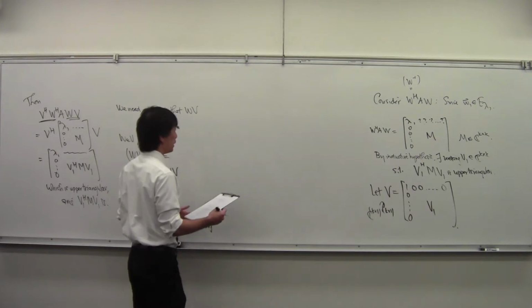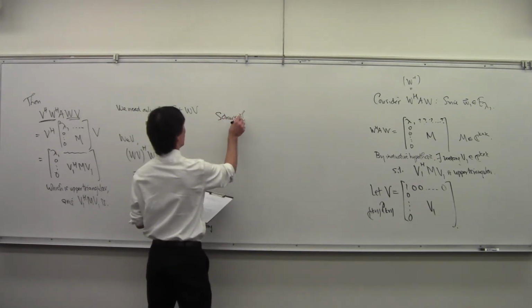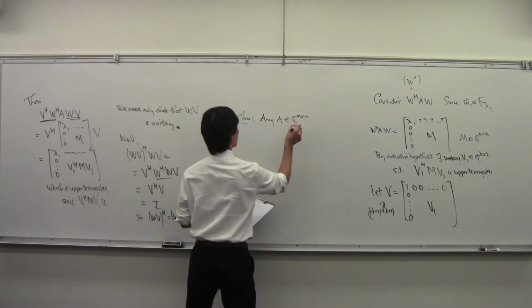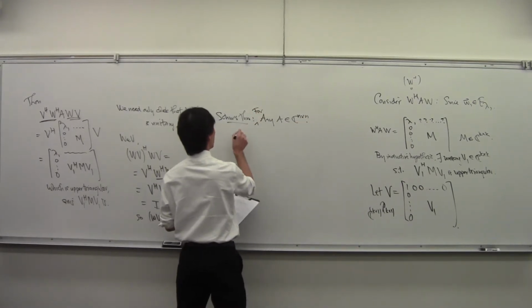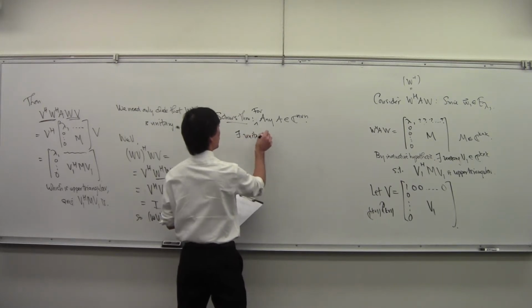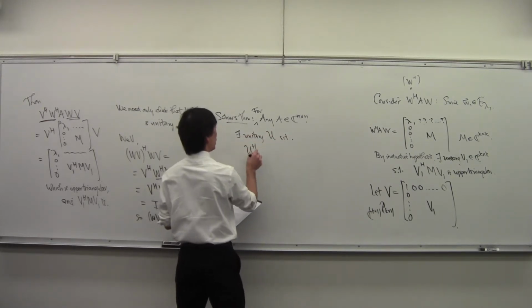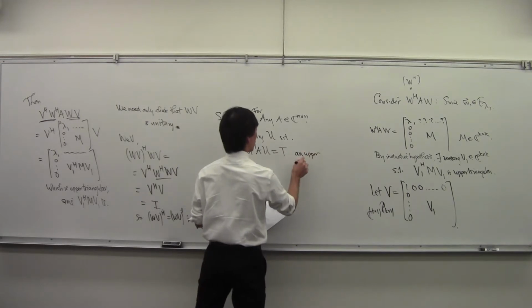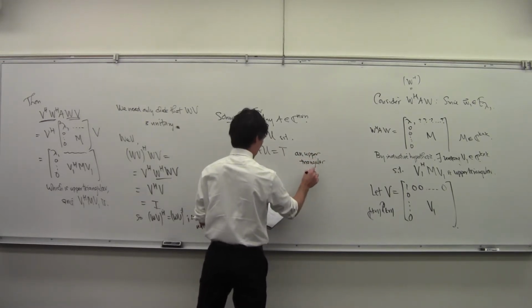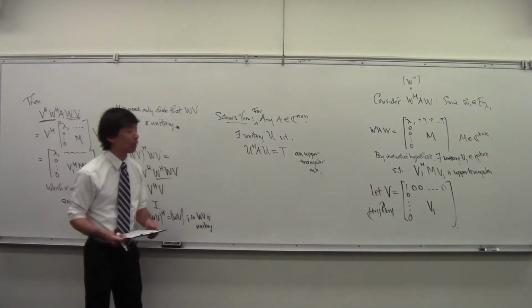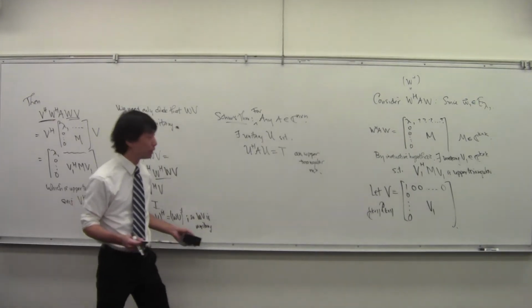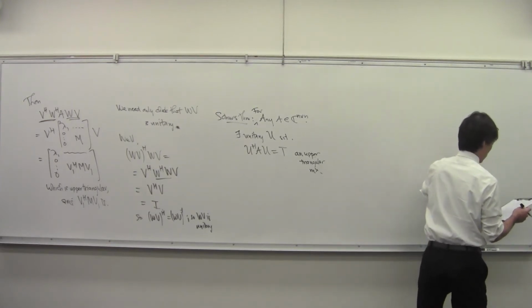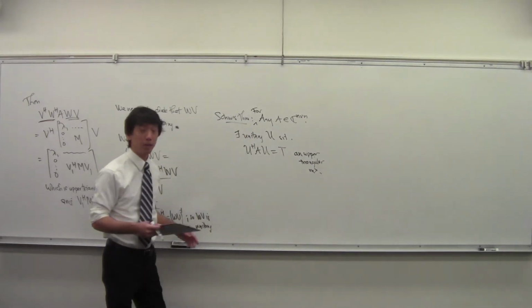Okay, so that's Schur's theorem. For any complex matrix A, there exists a unitary U such that U H A U is triangular.